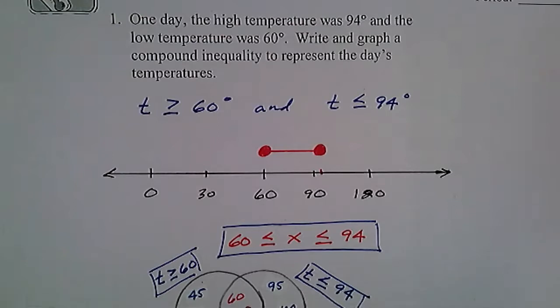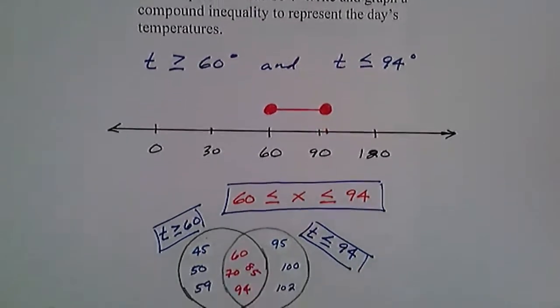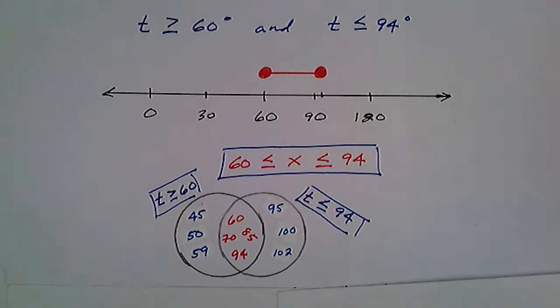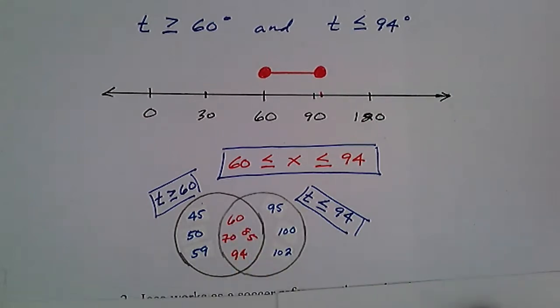Now, another way to think of it is to do what's called a Venn diagram. We want all the temperatures in between these two: 60, 70, 85, 94, right? Anything that's in between those, but we don't want anything on the outside. We don't want anything less than 60, right? 45, 50, 59. Those are no good. And we don't want anything that's warmer than 94 degrees. So those are no good. So we're looking for the overlap. We're looking for the area they have in common.